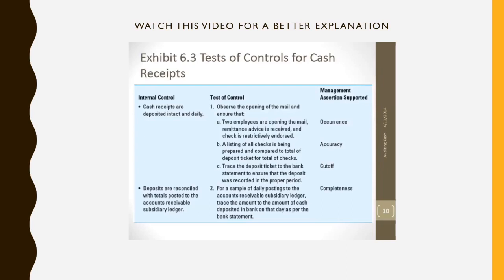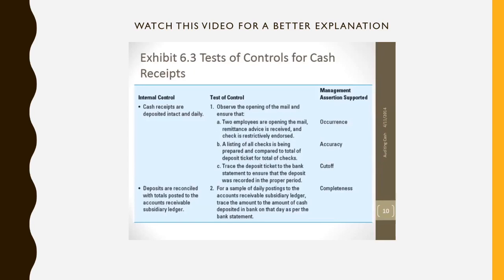You want to also make sure that a listing of all checks is being prepared and then compared to the total deposit ticket for the total checks. Again, this is reconciling, and it's documentation. A client should be documenting cash receipts or cash disbursements, tracing the deposit ticket to the bank. They also want to look at controls that ensure that deposits are reconciled to the accounts receivable subledger. So they could take a sample of the daily postings and tie that back to the accounts receivable subledger, and that would be completeness.